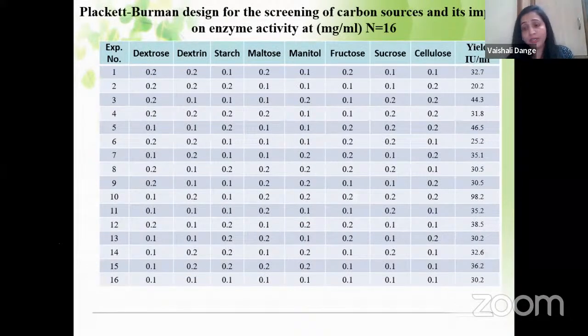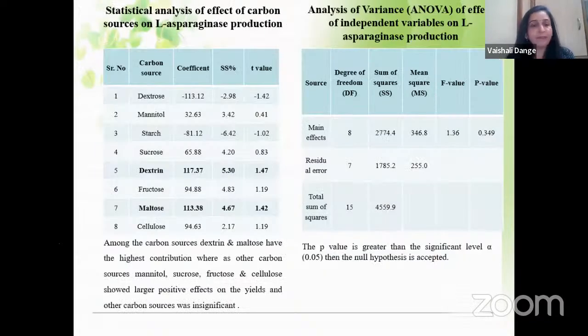So these are the carbon sources that I have applied. I already told you that I have chosen different types of carbon sources, and this is the yield that I got during my experiment. So dextrin and maltose are showing high production of the enzyme. Here you can see the values, its coefficient, SS percent, T value, etc.